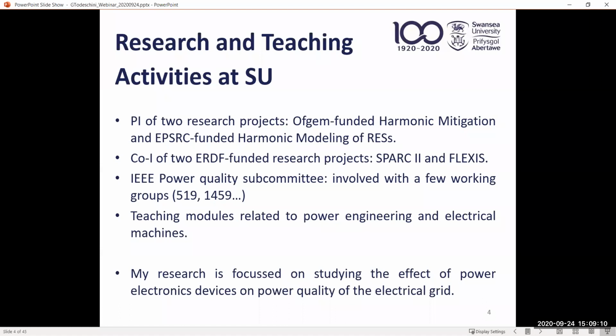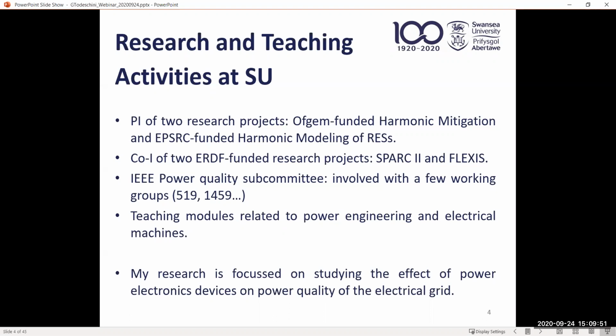I'm also co-I of 2 ERDF funded research projects. ERDF is the European Region Development Fund, and these projects are going to finish in December 2020. As Professor Zhang mentioned earlier, IEEE has a power quality subcommittee that is very active, and I'm involved with a few working groups. And in fact, after this meeting, we have a meeting to discuss IEEE Standard 519. And then I'm also teaching modules related to power engineering and electrical machines.